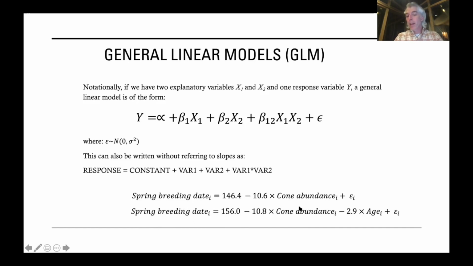So the more food we have, the earlier in the spring the squirrels breed, and the older the squirrels are, the earlier in the spring that they breed. So now we're starting to put together a little bit of a more complicated general linear model that in this case has two continuous predictors, cone abundance and age.